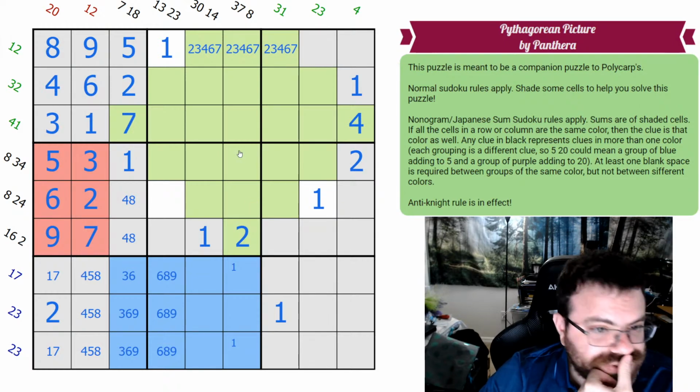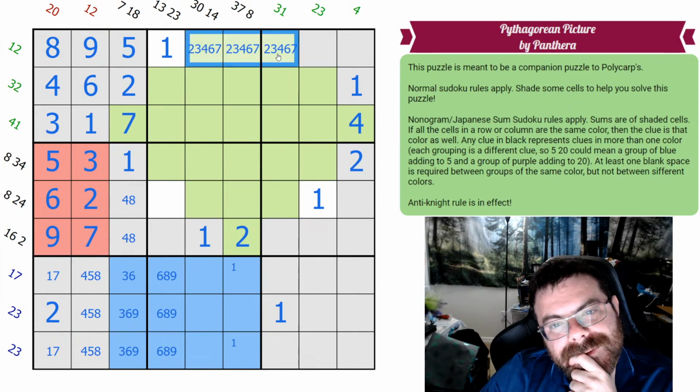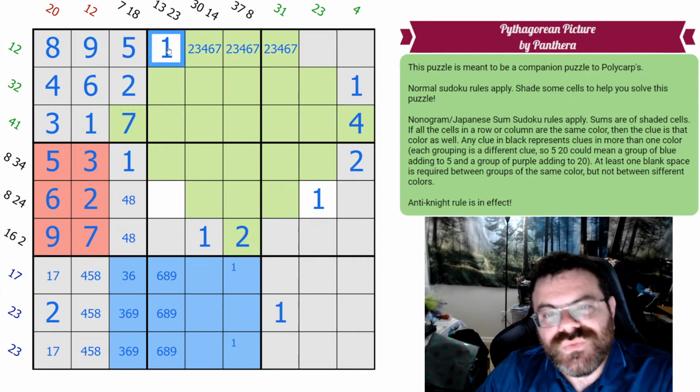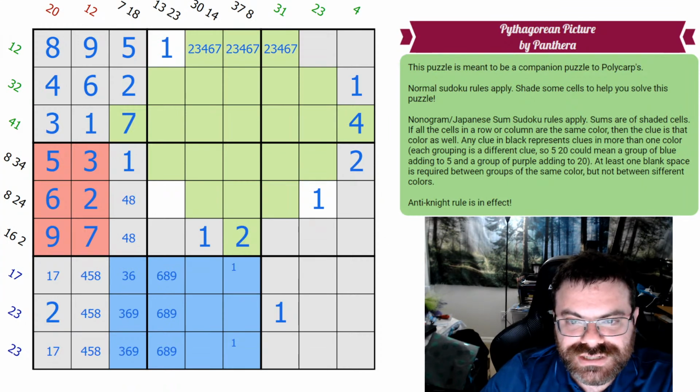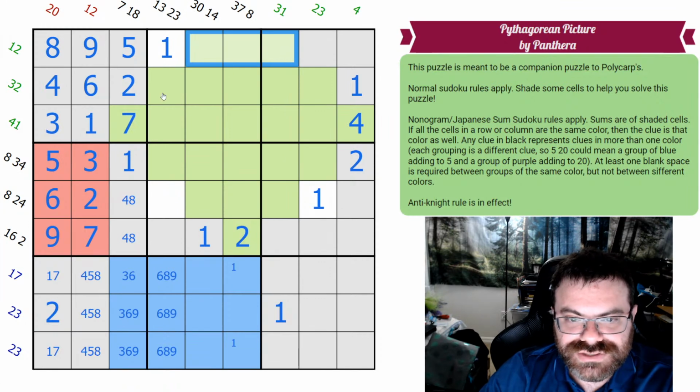Why can't it be 1, 2, 3, 6? Because there's a... Oh, I see. I was excluding the 1 from the sum, but the 1 could be in it right now. It can't take this one, but it could take this one and be 1, 2, 3, 6. I think you're right about that.